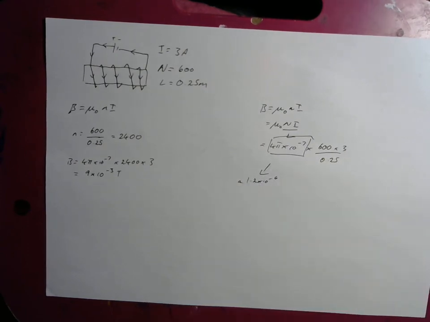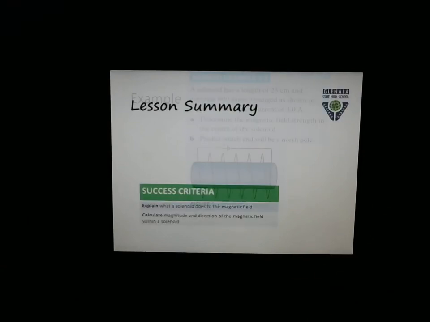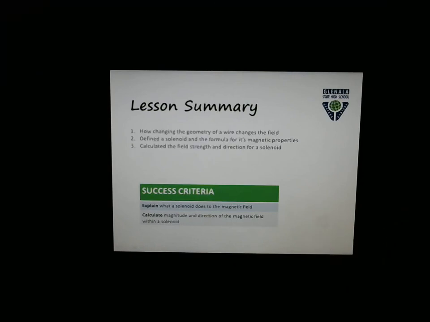All right. Now, let's grab the tablet back. Okay, so nice quick one today. In this video we've done the following. We've seen how changing the shape of a wire will change the magnetic field. We've defined what a solenoid is and established the formula about its properties. And finally we've looked at how to calculate the strength of a magnetic field inside that solenoid.